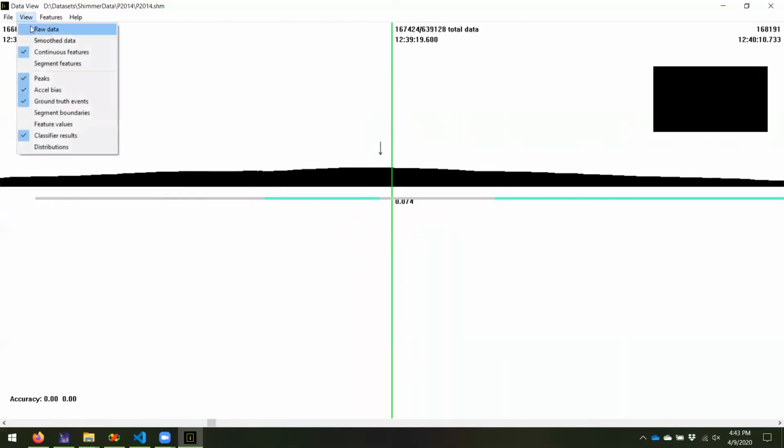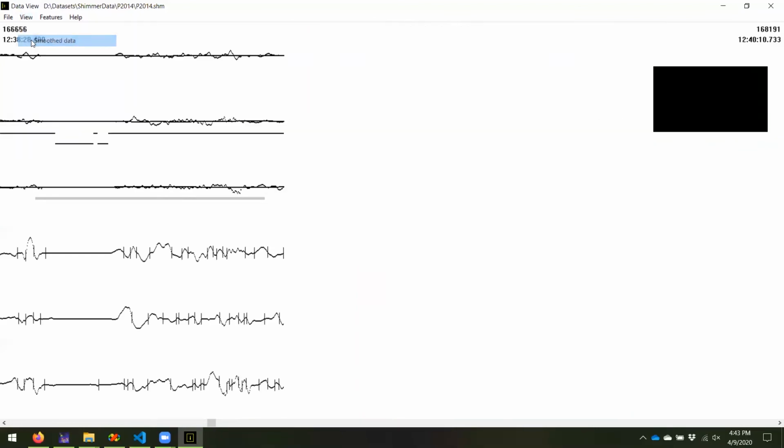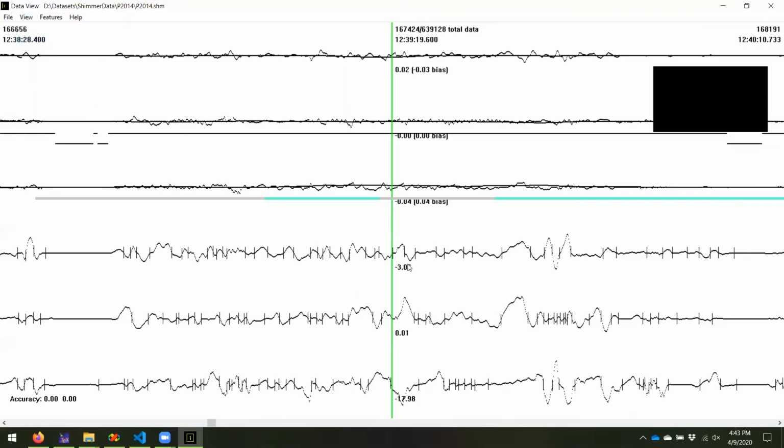At this scale, it makes more sense to look at the sensor data, so let's go ahead and do that. Sensor data is often noisy, so instead we should switch to smoothed data, which is more useful for us. Note how the bottom three signals clearly show the wrist rotating during wrist gestures.